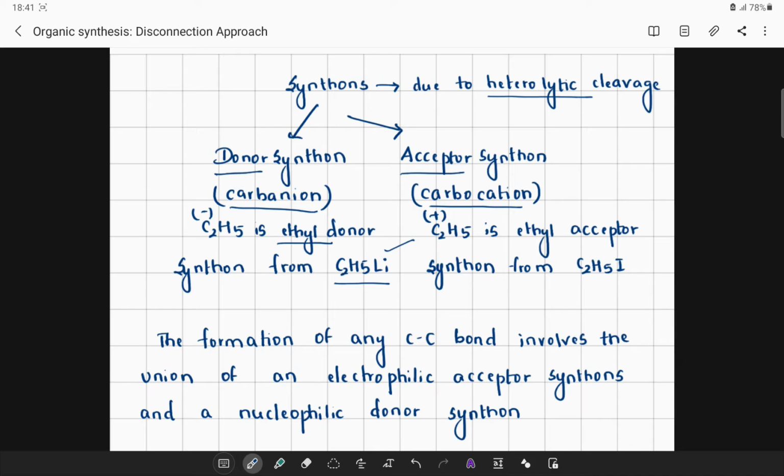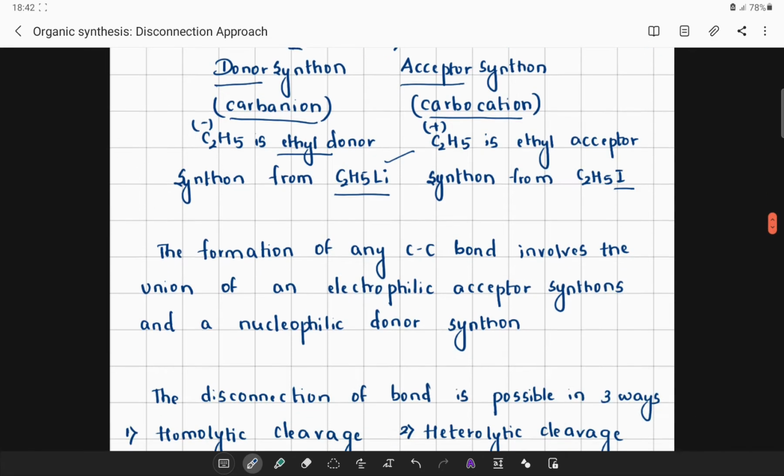Further, if there is a presence of C2H5 plus, it is an ethyl acceptor. There, the synthon comes from a leaving group like an iodide system, which will take the lone pair of electrons, leaving behind a carbocation. So, synthons can be said to be of two categories. One is the donor synthon, which falls into the category of carbanion. The other one is the acceptor synthon, which falls into the category of carbocation.